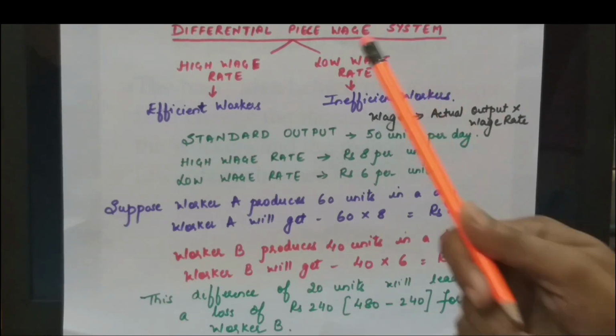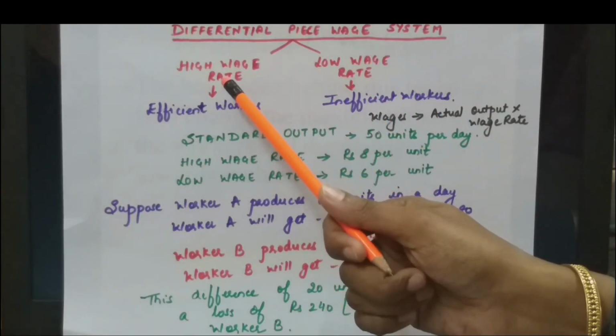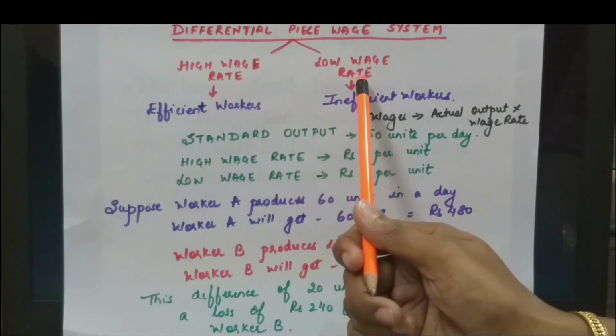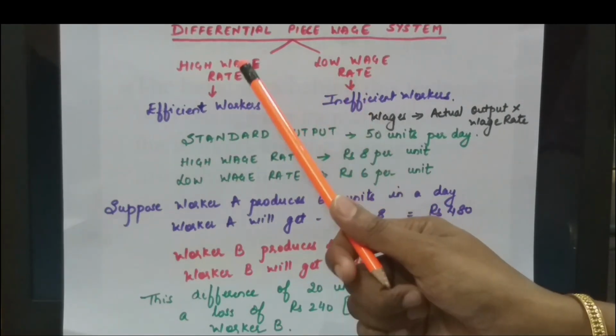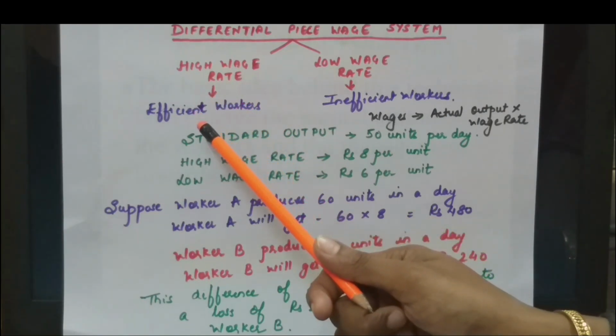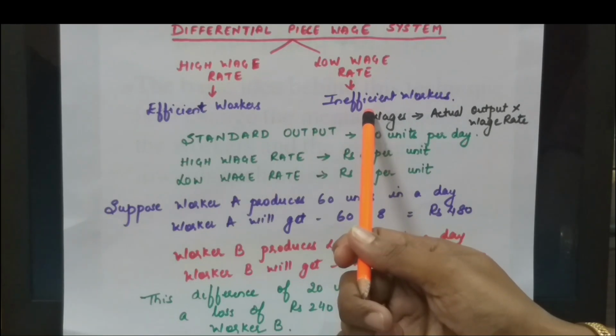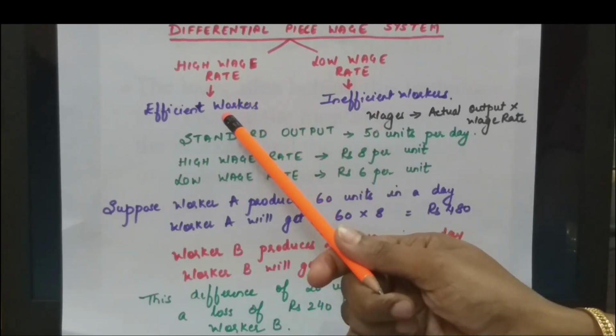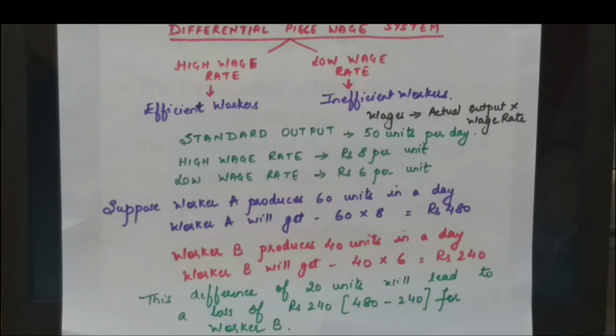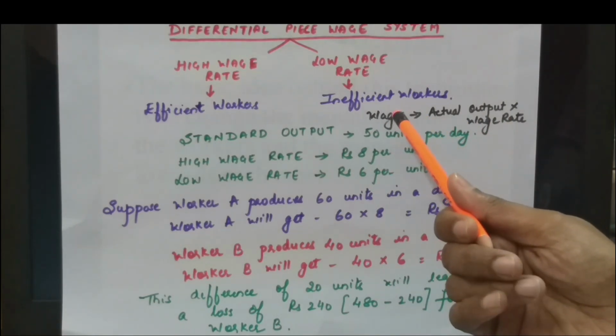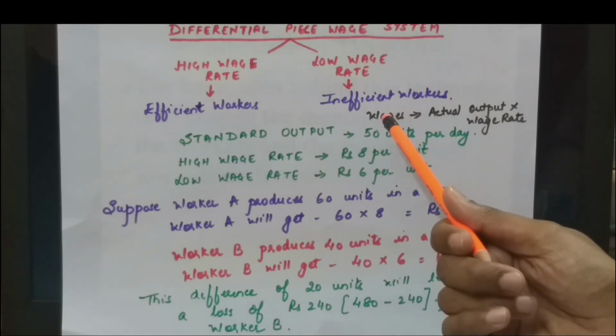For this, he suggested 2 wage rates to be fixed, that is high wage rate and low wage rate. He said that high wage rate should be fixed for the efficient worker and low wage rate should be fixed for the inefficient worker. Now, efficient worker means the one who is able to complete the standard target being given to him, or he is able to produce more than the standard target being given. An inefficient worker is one who is not able to complete the target being given.